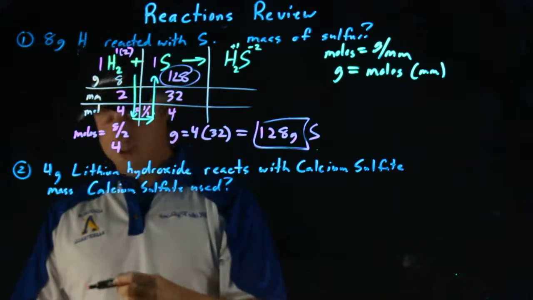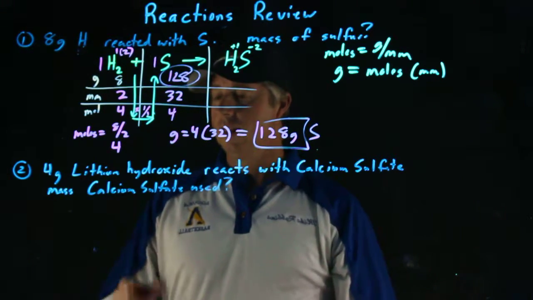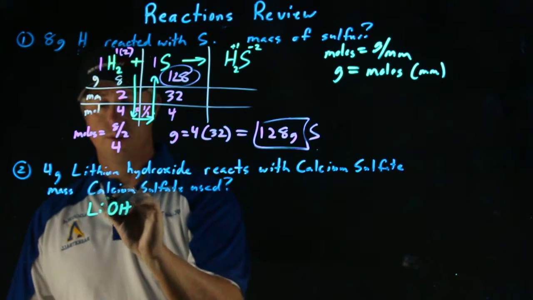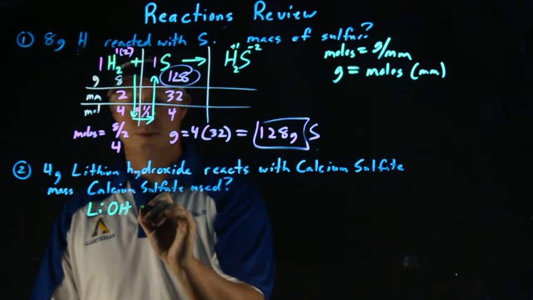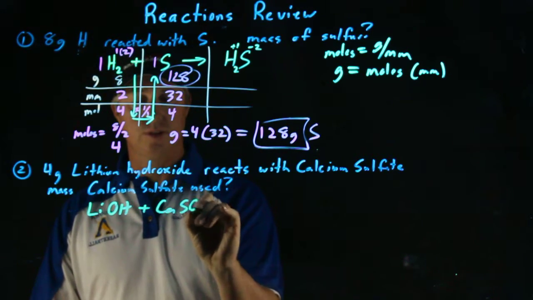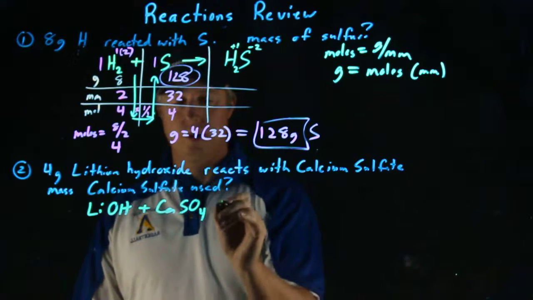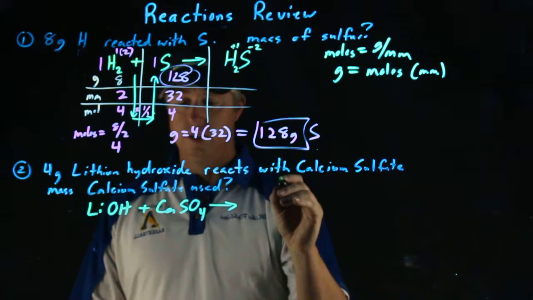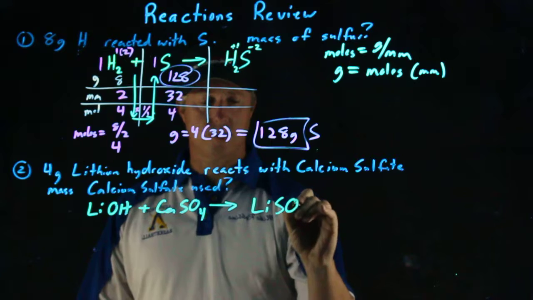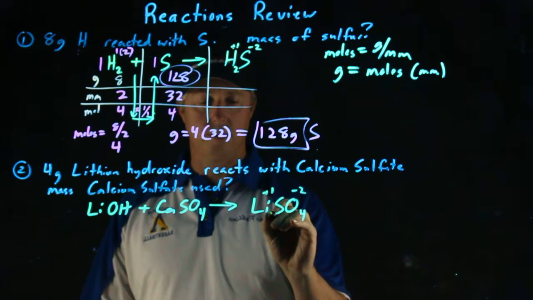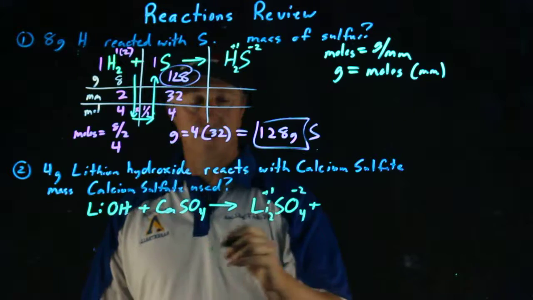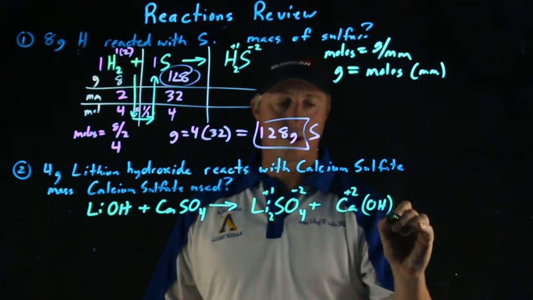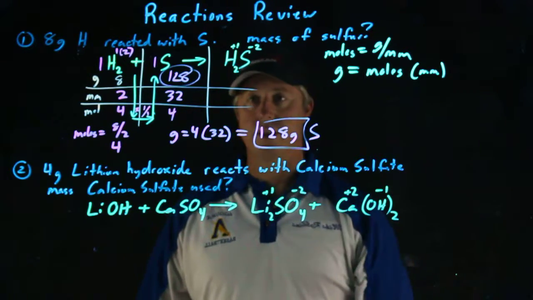Okay, switching gears, number 2. Lithium hydroxide, it's a +1 -1, reacts with calcium sulfate. Calcium's a +2, sulfate's a -2. And now look at this. This is not a special reaction, so it's just a double replacement. And so we have Li2SO4. This is a -2, this is a +1, so I need 2 of these. Plus calcium, which is a +2, and hydroxide. Remember, we got to put the parentheses around them because hydroxide's a -1.